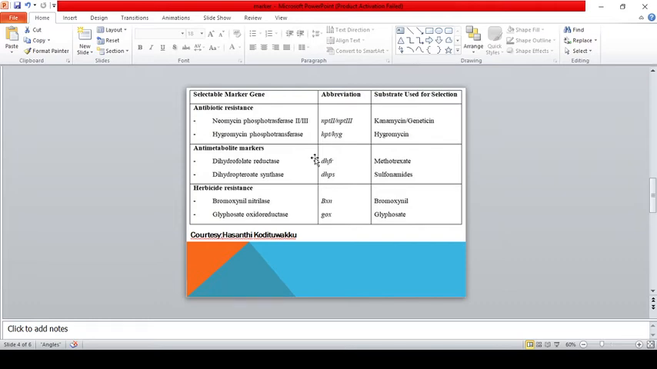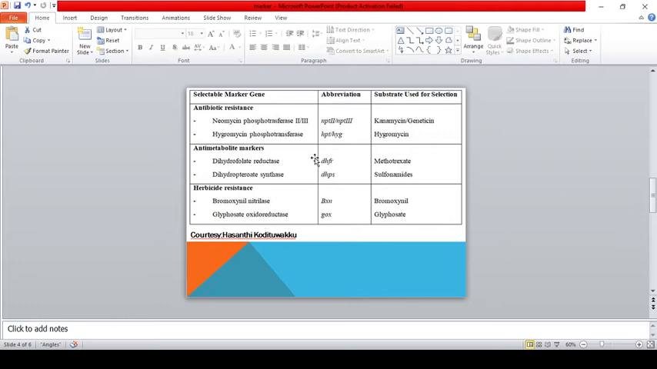The third type of selectable marker gene is herbicide resistance. The two types of herbicide resistance selectable marker genes are bromoxynilase, whose substrate is bromoxynil, and glyphosate oxidoreductase, whose substrate is glyphosate.